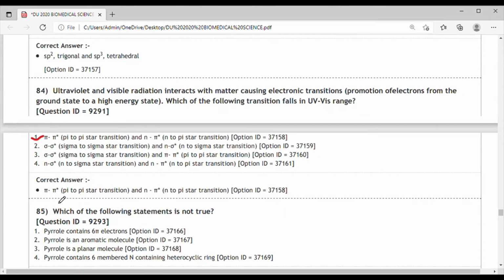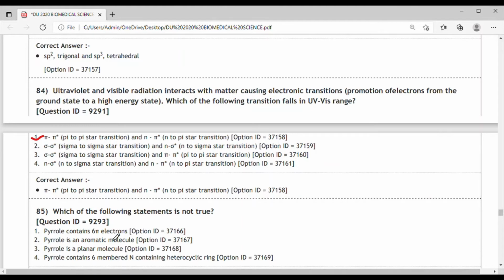Question 85. Which of the following statement is not true? 1. Pyrrole contains 6 pi electrons. Option 2. Pyrrole is an aromatic molecule. Option 3. Pyrrole is a planar molecule. These are the correct option for this.